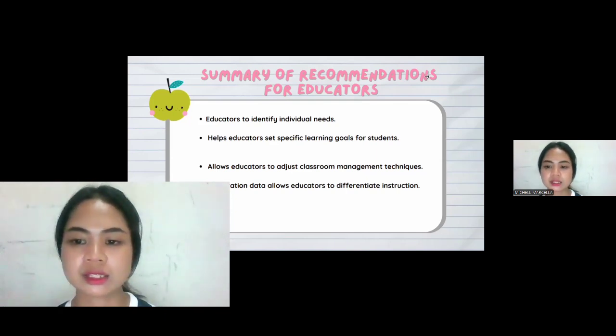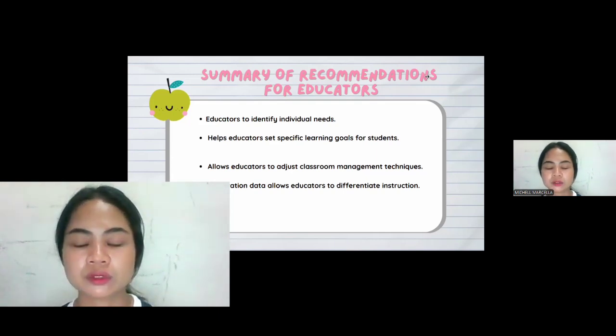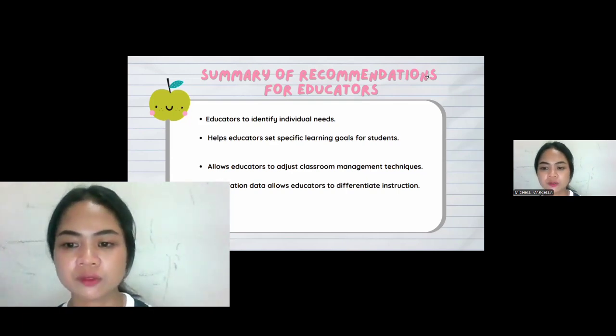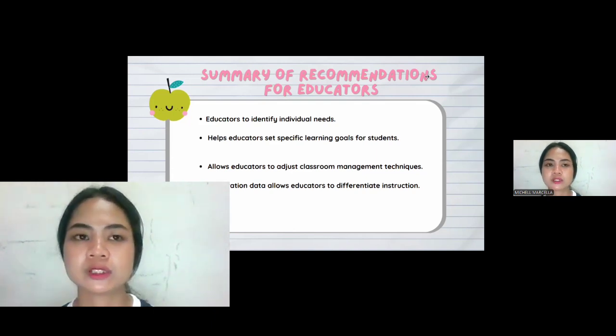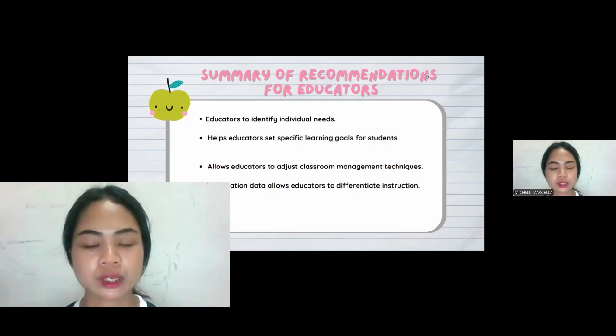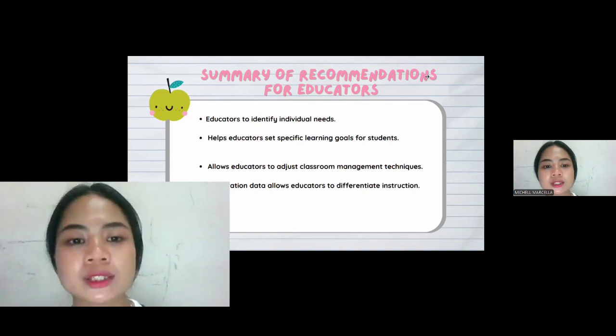And then lastly, observation data allows educators to differentiate instruction. By using observational data, educators can identify children who may need additional support and those who may benefit from enrichment opportunities. For example, if a child struggles with fine motor skill, the educator can offer more activities that target hand-eye coordination.